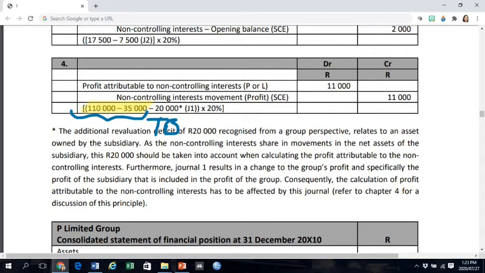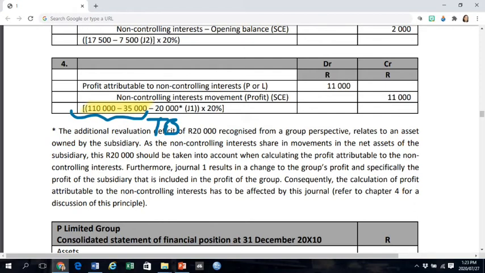In the current reporting period, being 20x10, there was an additional revaluation deficit of 20,000 Rand necessary from a group perspective. This relates to an asset owned by the subsidiary. As my non-controlling interests share in the movements in the net assets of the subsidiary, this 20,000 Rand should be taken into account when calculating the profit attributable to non-controlling interests.